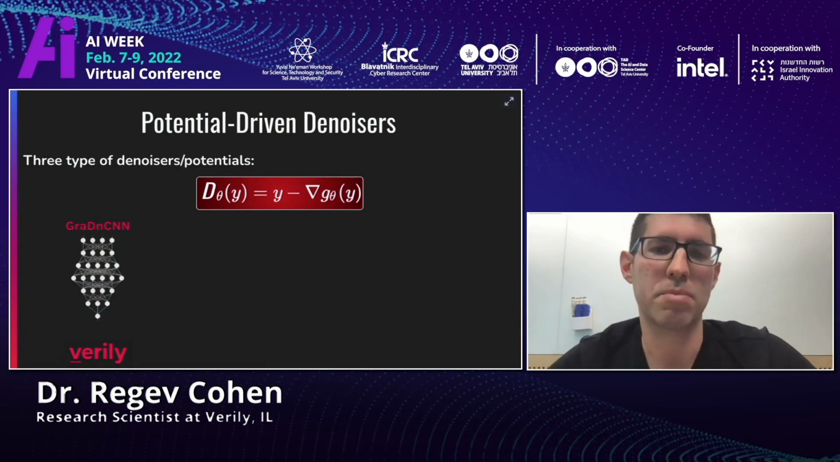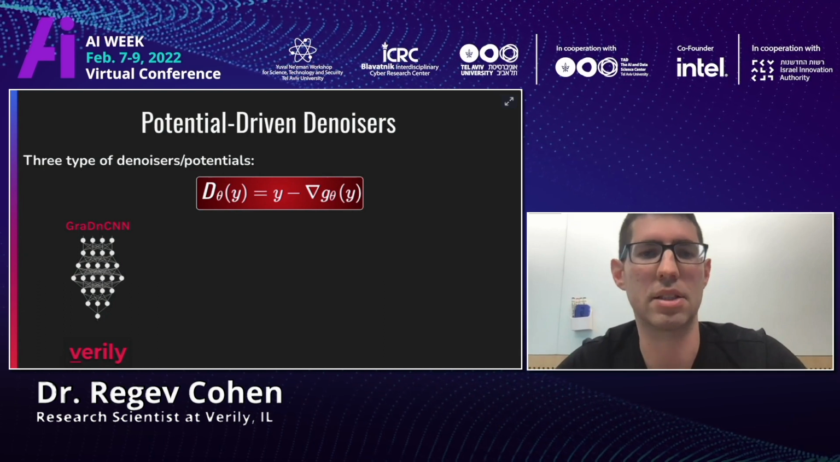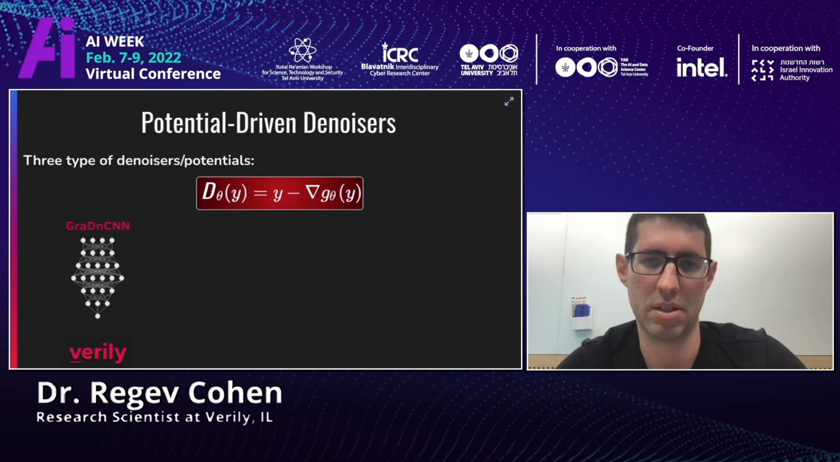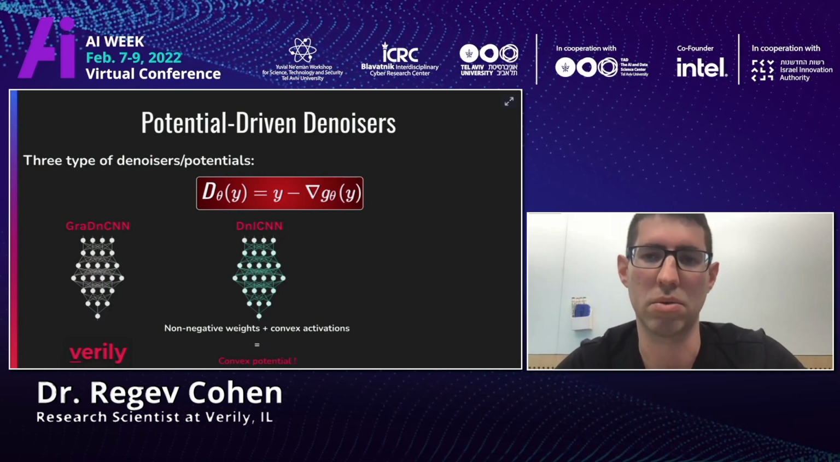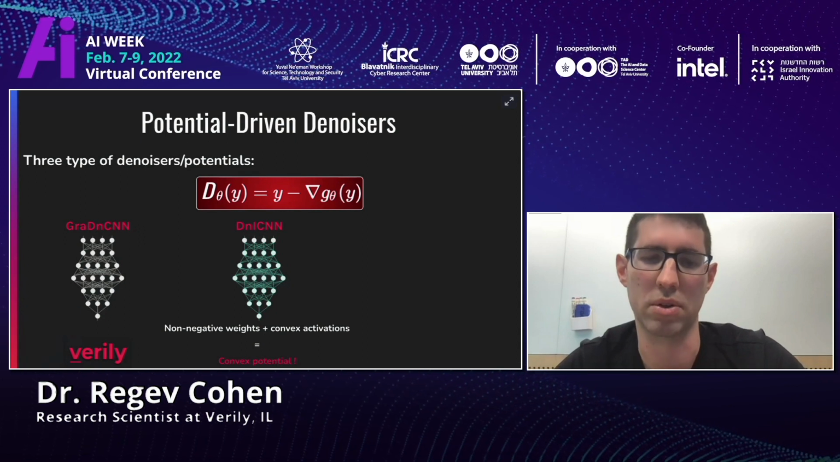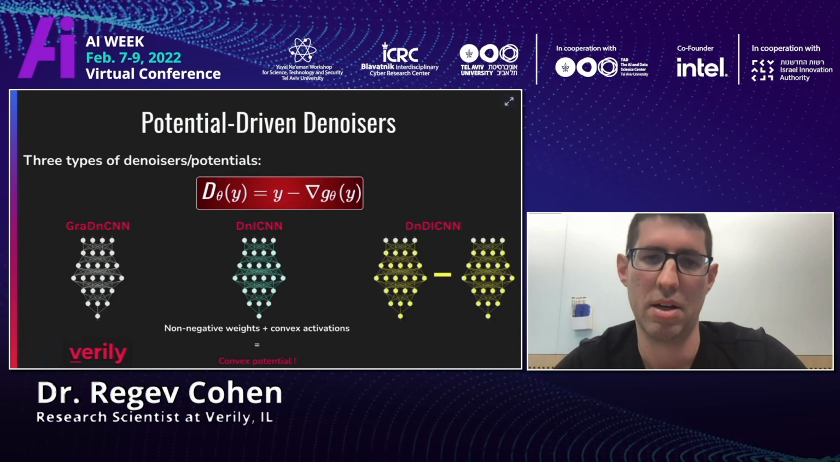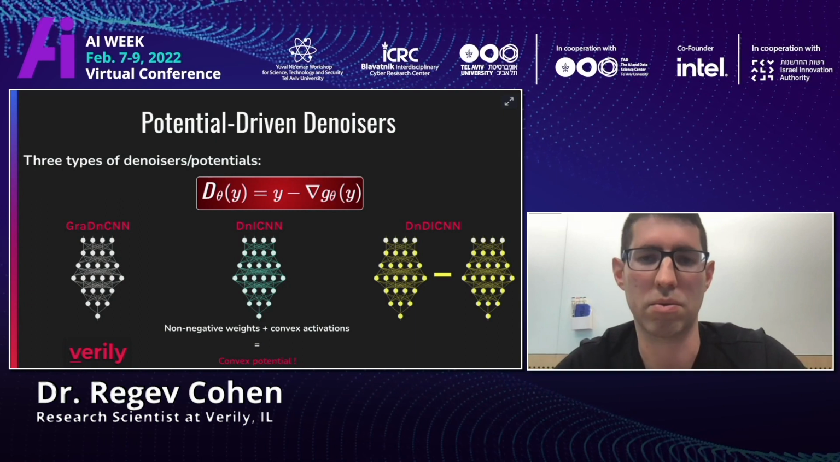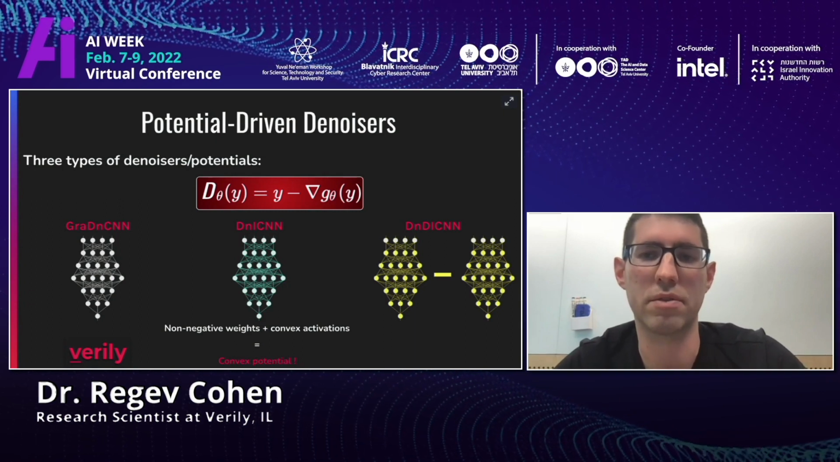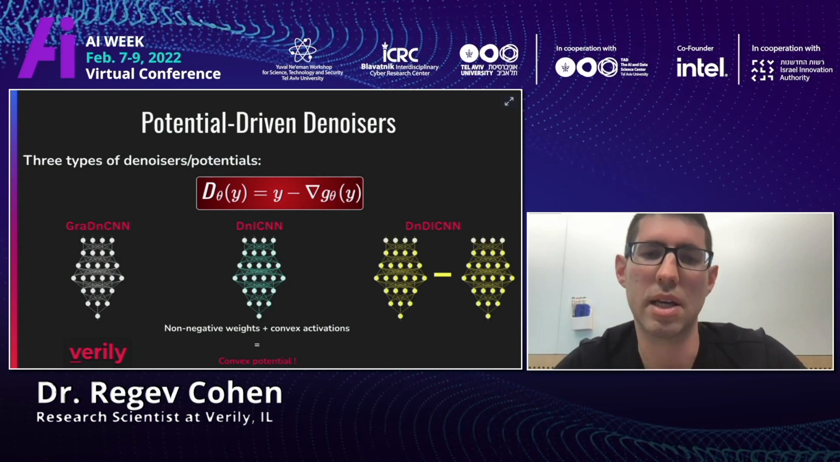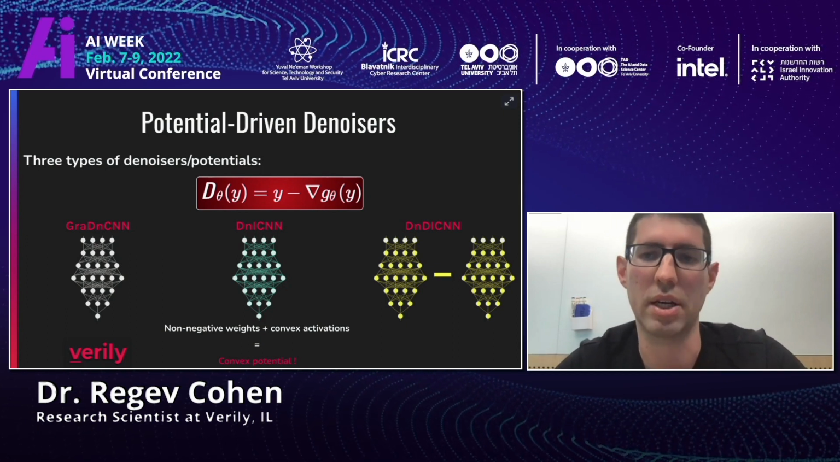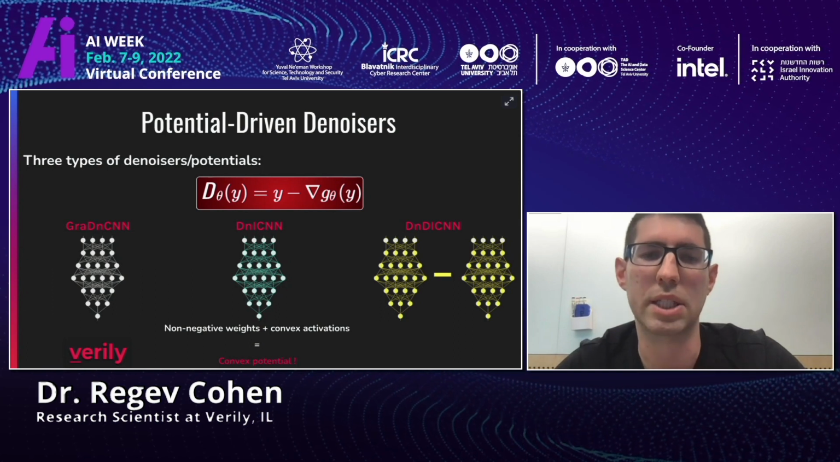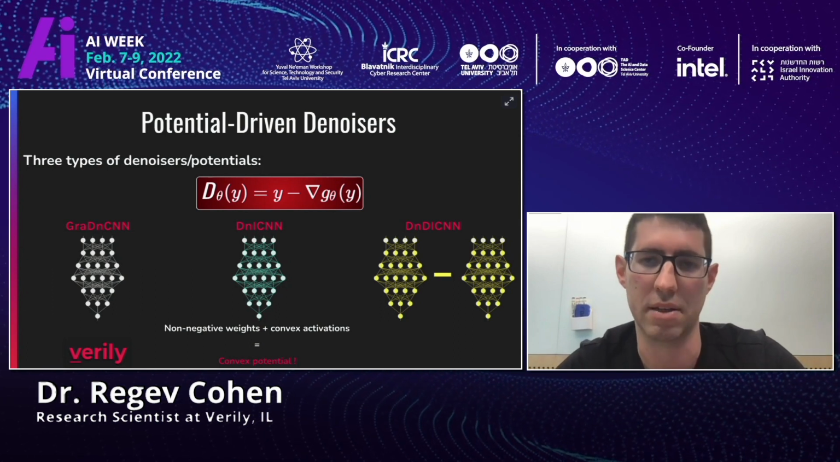Thus, we create three types of denoisers. The first is the one that I just described. For the second, we use in addition non-negative weights with convex activation, which create convex potential networks. Lastly, we consider a third network, which is the difference of two convex potentials. This network acts as a compromise between the first and the second approach, or in other words, a compromise between expressivity and convexity.